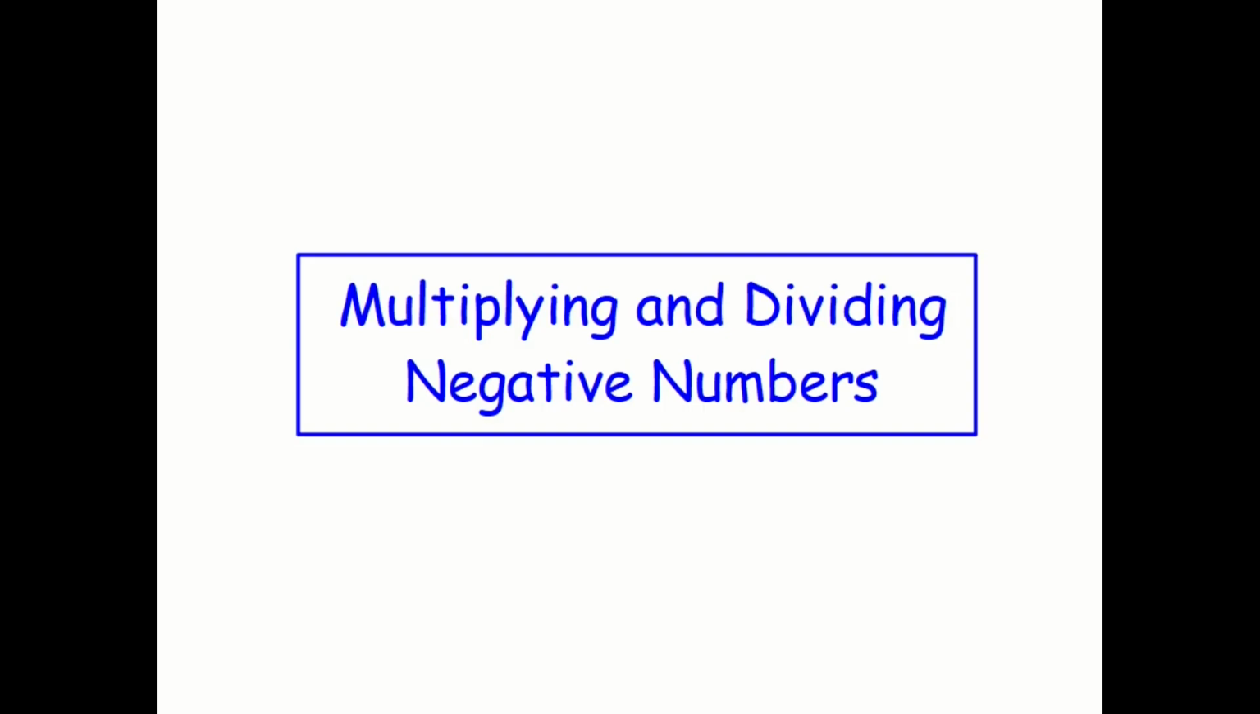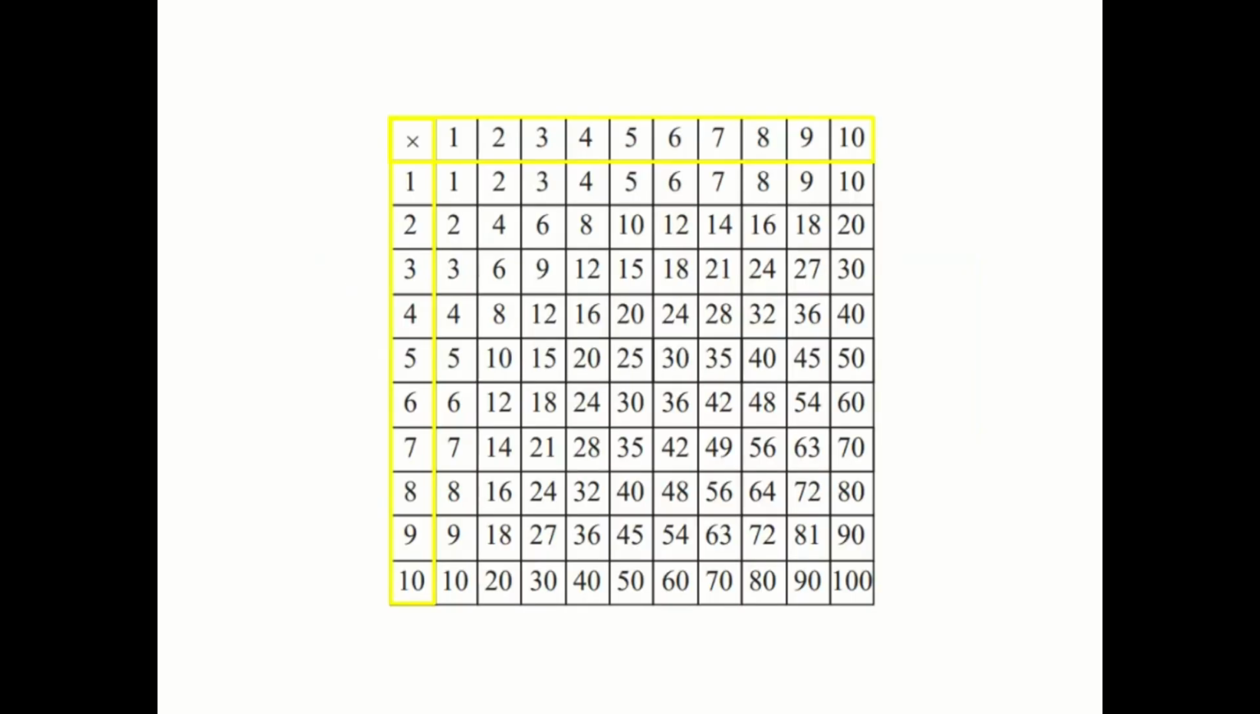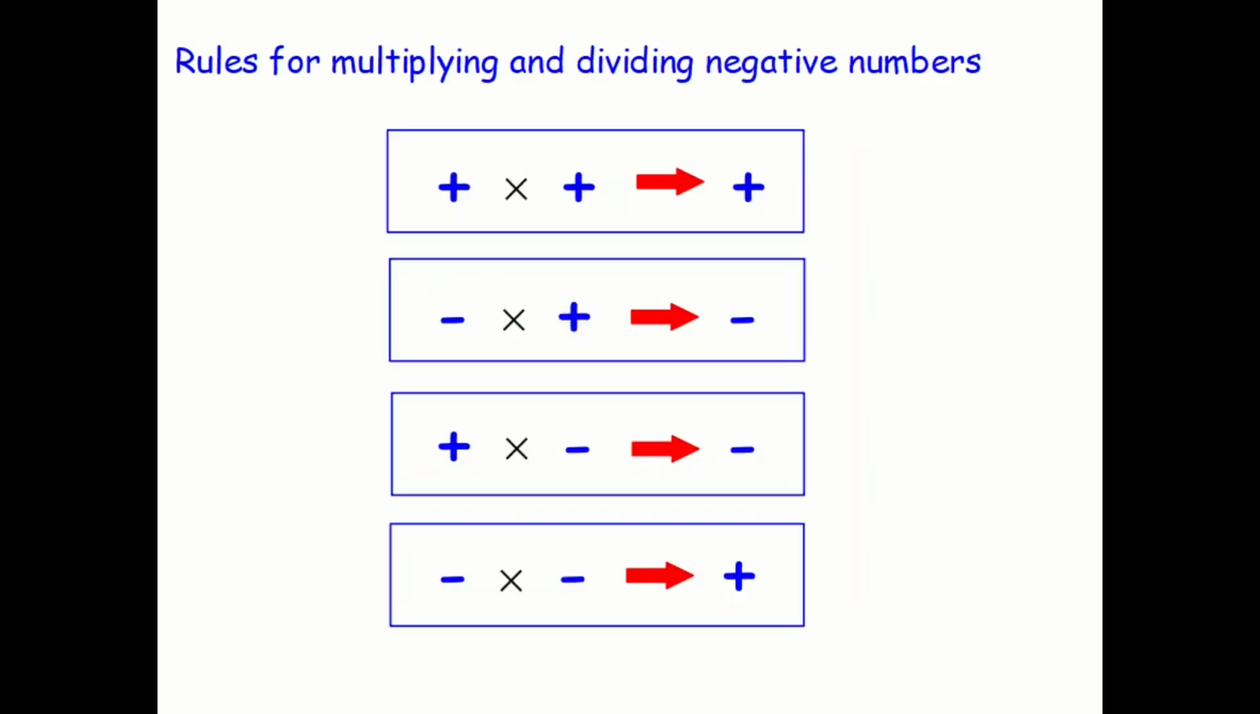So whenever we are multiplying or dividing any numbers, a really good starting point is of course your times tables. So do try and learn these because it will make this exercise that much easier. So the rules for multiplying and dividing negative numbers are as follows. And if you've watched the videos on adding and subtracting negative numbers, then these will look quite similar.